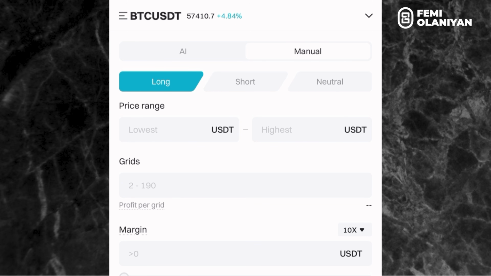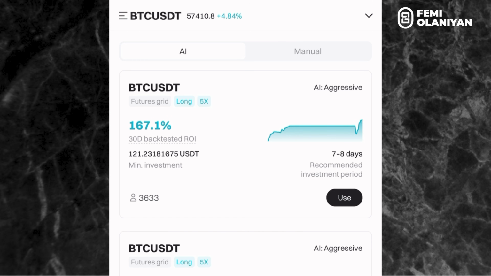So that's just the meaning. And then the spot grid is just a trading bot that is taking spot trades for you. I hope you understand. Now, once you get to this page, you'll see where you have AI and where you have manual. AI here is when you want to pick an existing trading bot or an AI trading bot, which we did in my previous video. Again, if you have not watched that video, the link to that video will be in the description below.